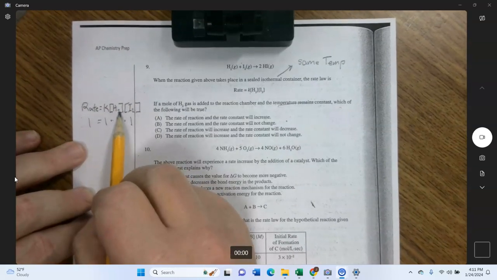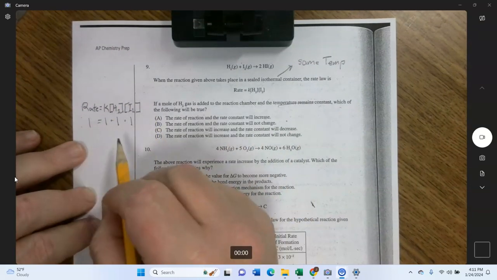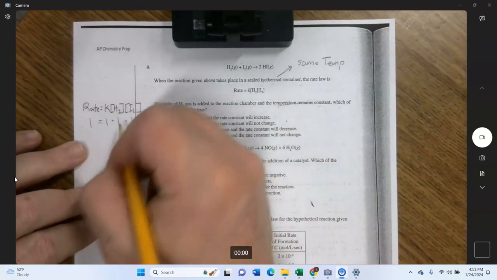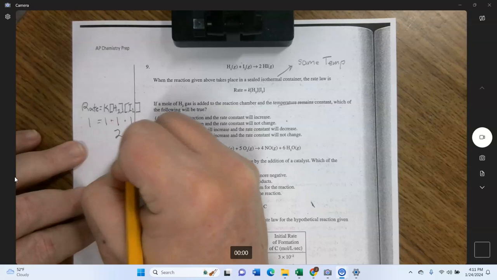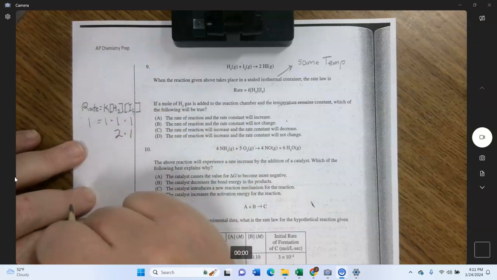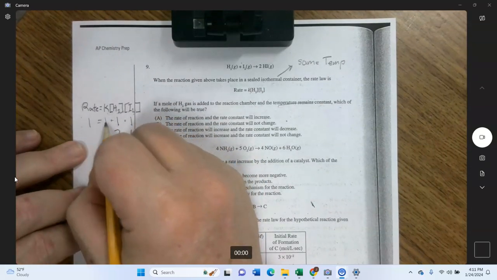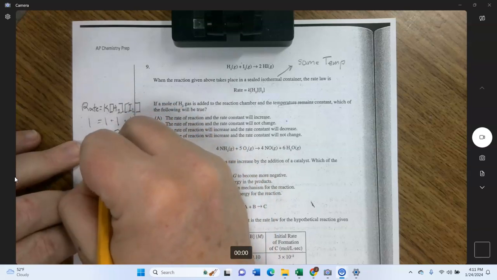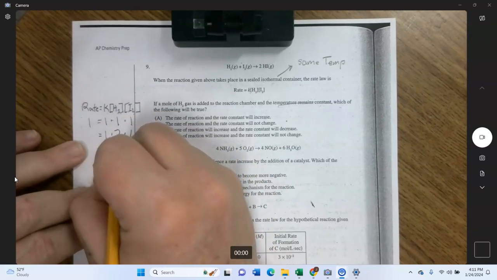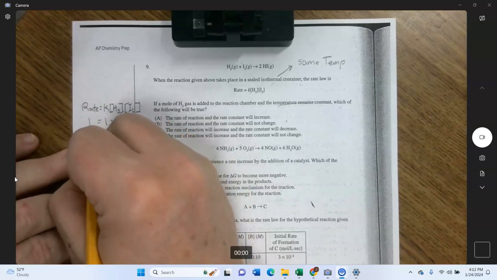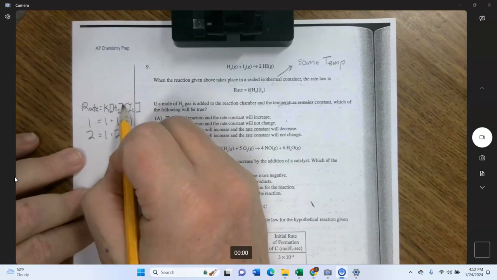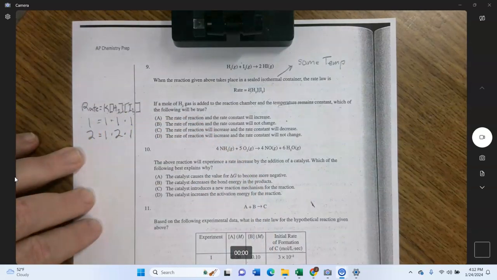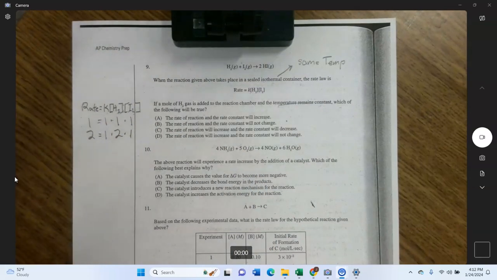Now what they're saying is we're increasing H2. Let's just say we double it. Well, it says you added a mole, but let's say you go from 1 to 2. So now the concentration of I2 didn't change. The K does not change. Changing the concentration does not change the K. So now it's 1 times 2 times 1, so that means the rate doubled. So it's a first order reactant. You double the concentration, you double the rate. That's what we've talked about in the past.